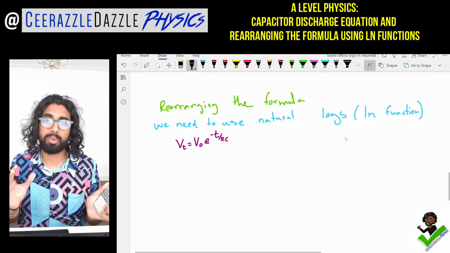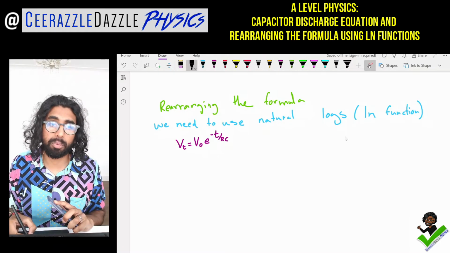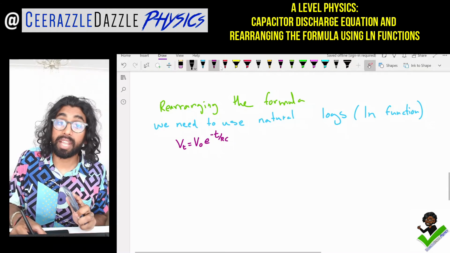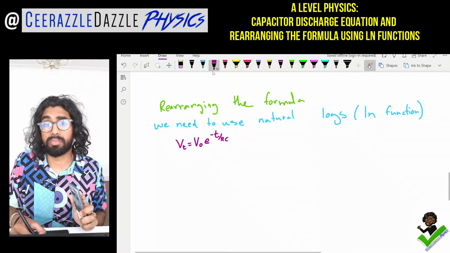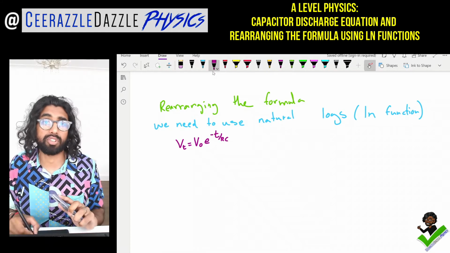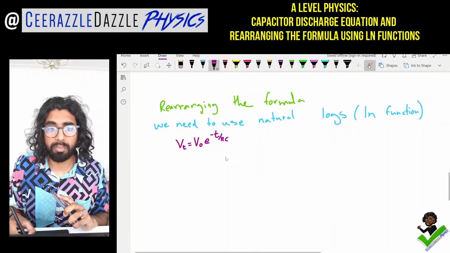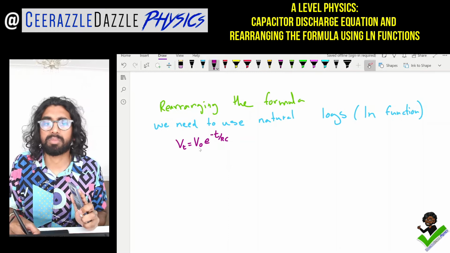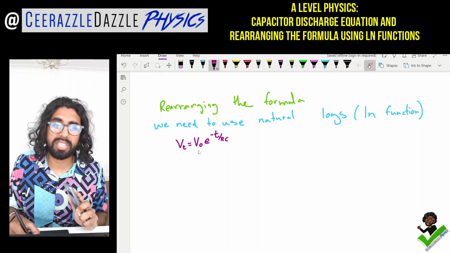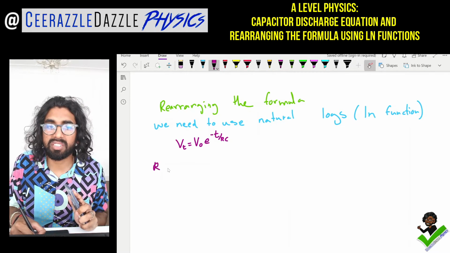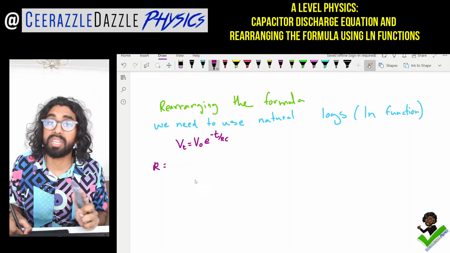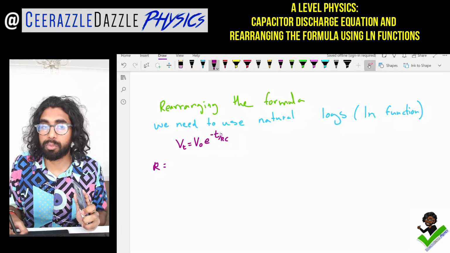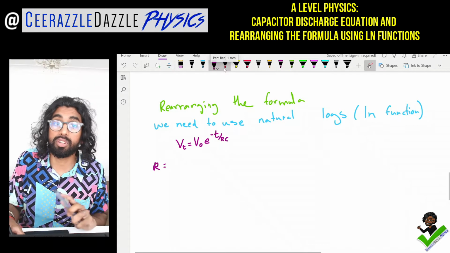Okay, so before we move on, we're going to talk about rearranging the formula. Now guys, we've got to use natural logarithms, so natural logs and the Ln function. It's quite easy to make V0 the subject of the formula. But let's say somebody says to you, can you make the resistance the subject of the formula? What will the resistance be equal to? We've got to rearrange this formula to make R the subject, but we've got to use Ln now.